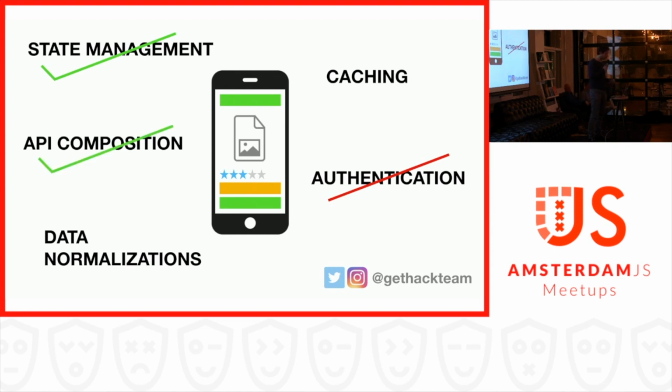API composition is something we can also handle in the data layer. So in your data layer, you handle API composition, so you don't need to merge reverse observables or use Redux sagas. And then, of course, data normalization is something we also handled in here. And basically, the only thing we didn't really cover was caching.